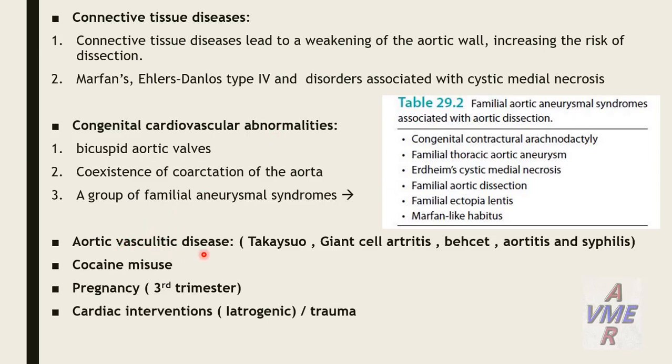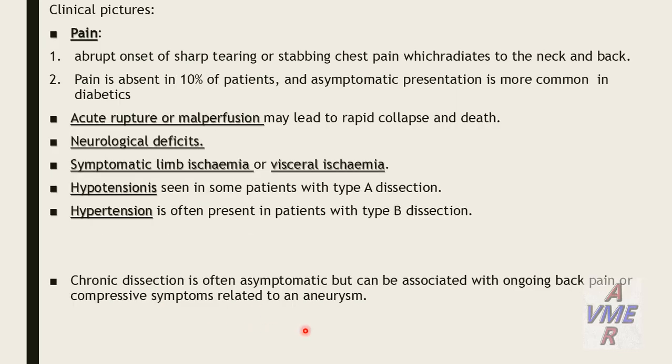Aortic vasculitis diseases like Takayasu, giant cell arteritis, Behçet's aortitis, and syphilis. Cocaine use, pregnancy especially in the third trimester, iatrogenic cardiac intervention, and trauma. What is the clinical picture?